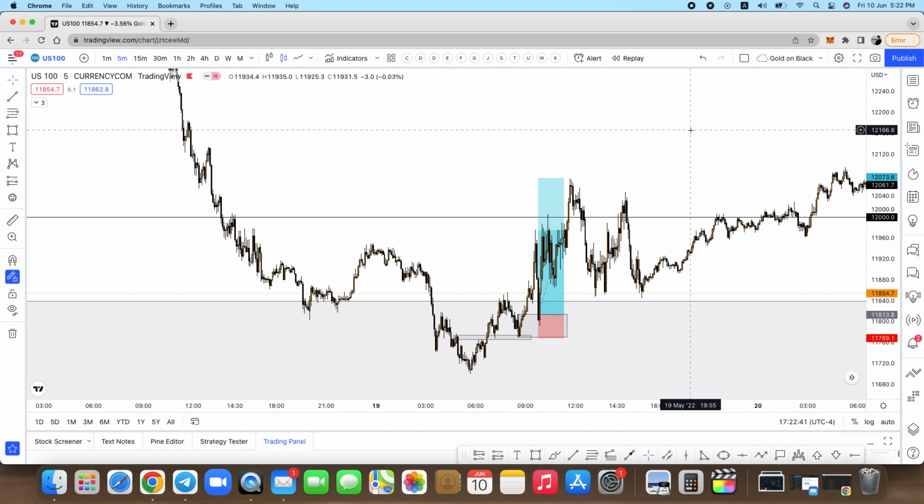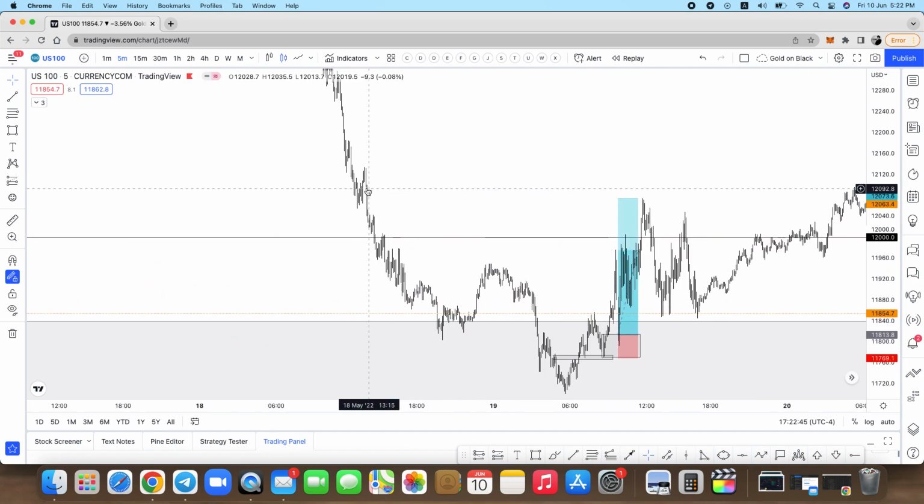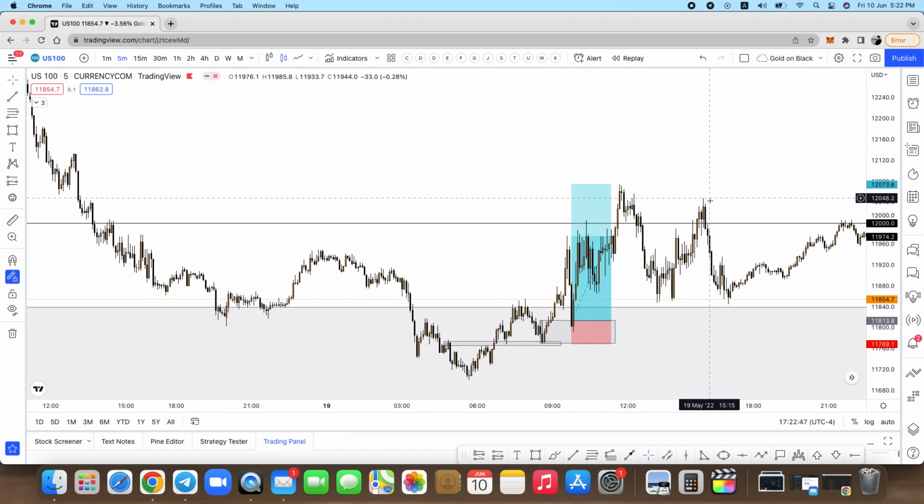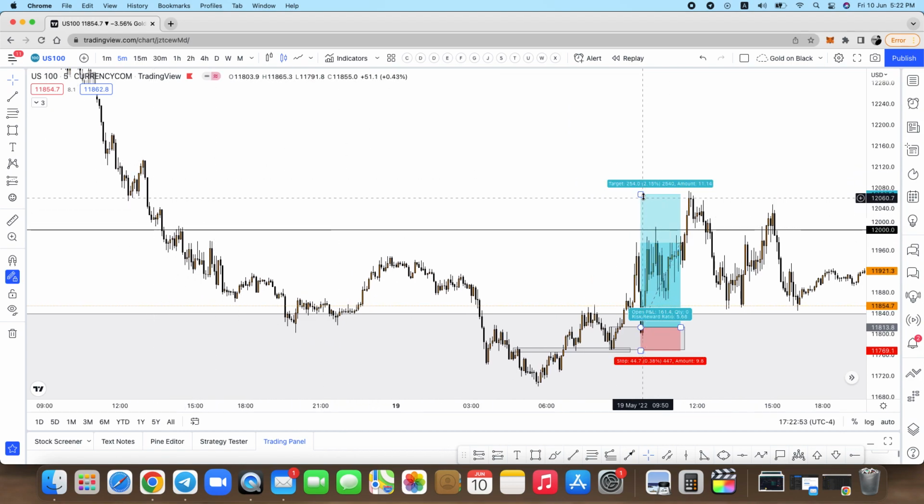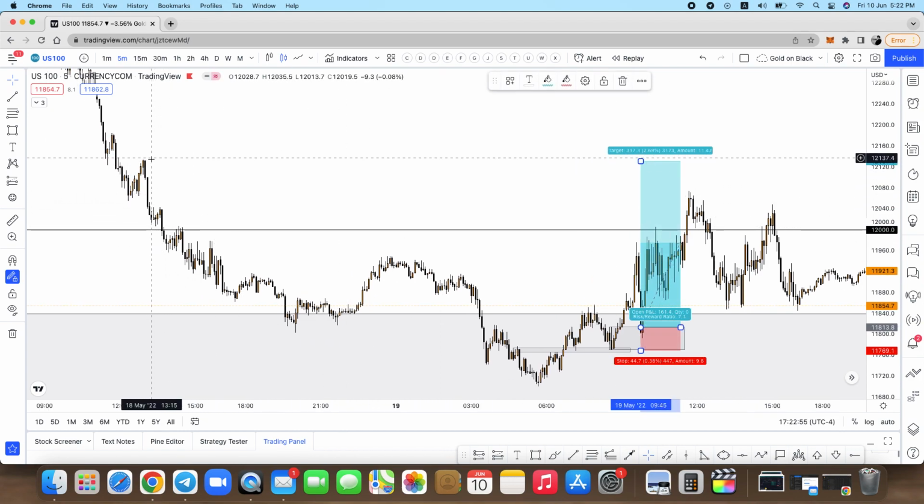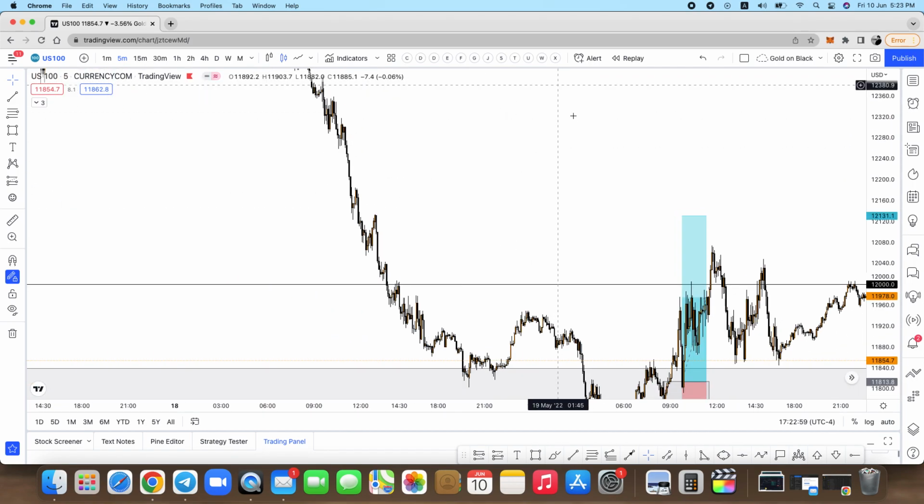Remember, always try to move your stops to break even, okay? Always try to aim for previous targets. What was it so far? Right there is 1 to 5 already. Let's say you were aiming for previous targets, previous highs, right? Maybe there, or you wanted to aim all the way to the top right there.